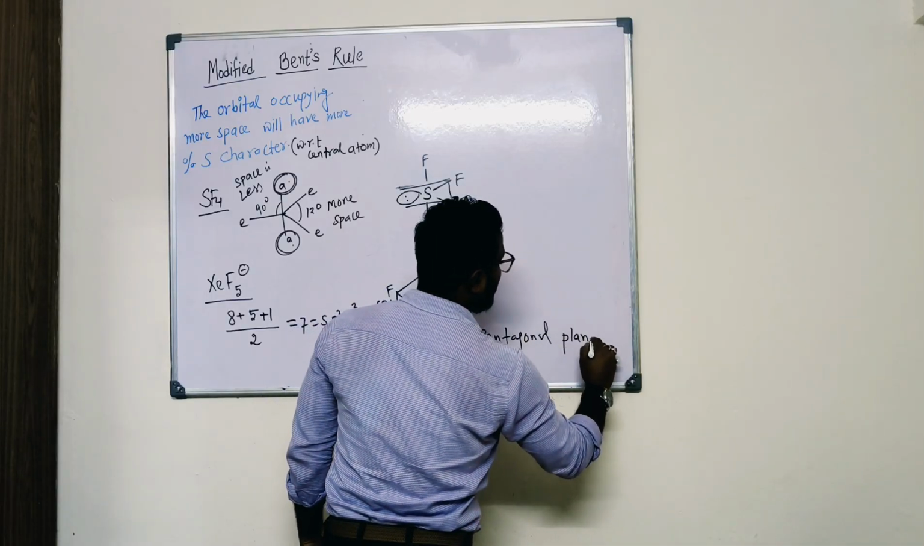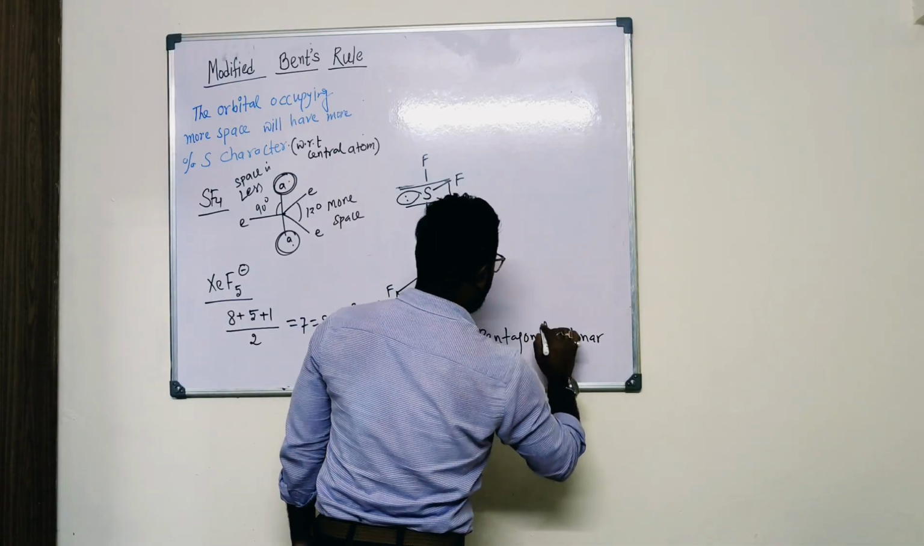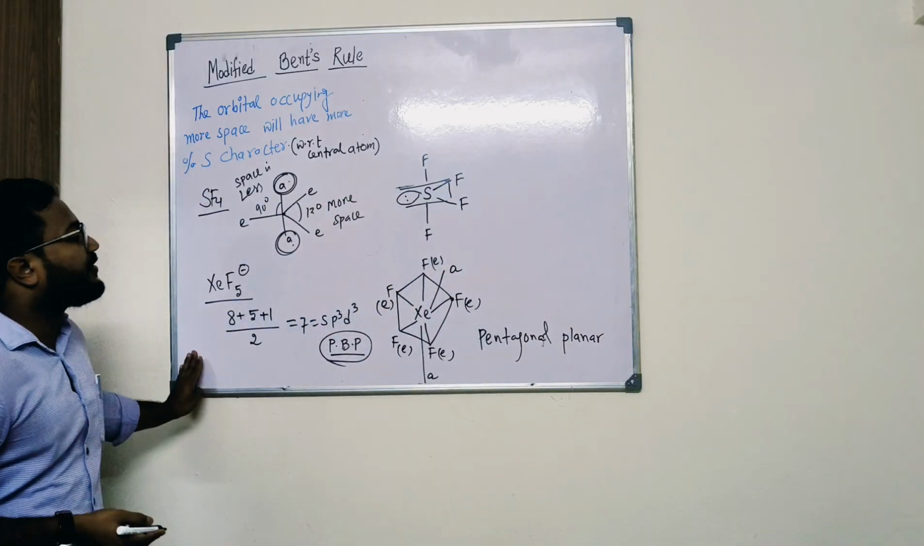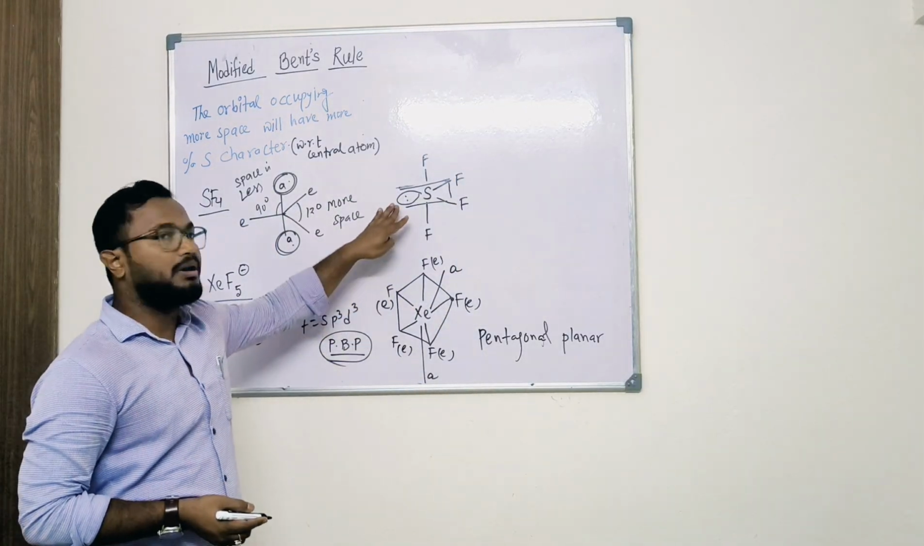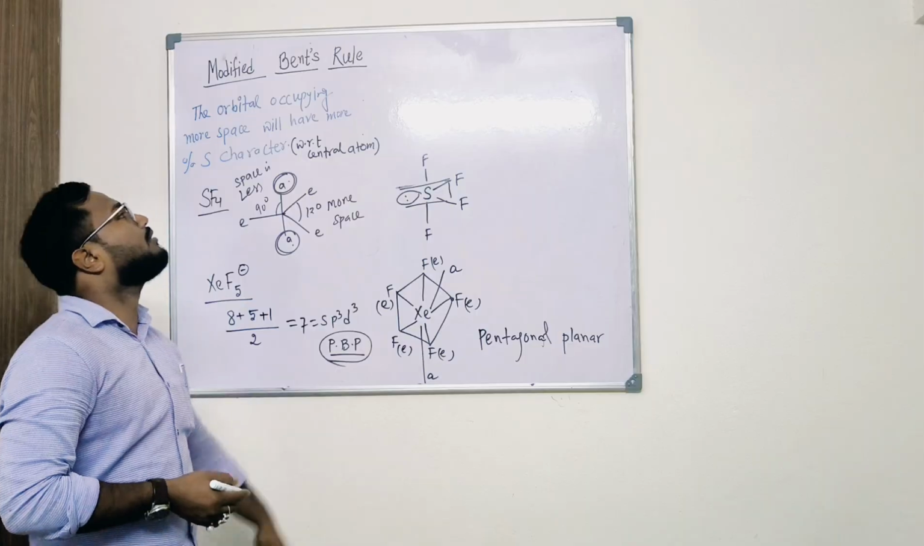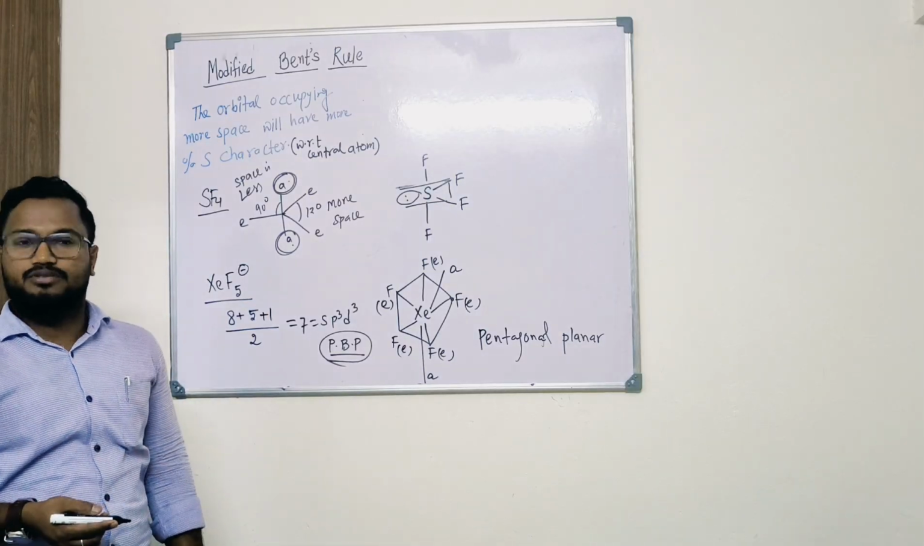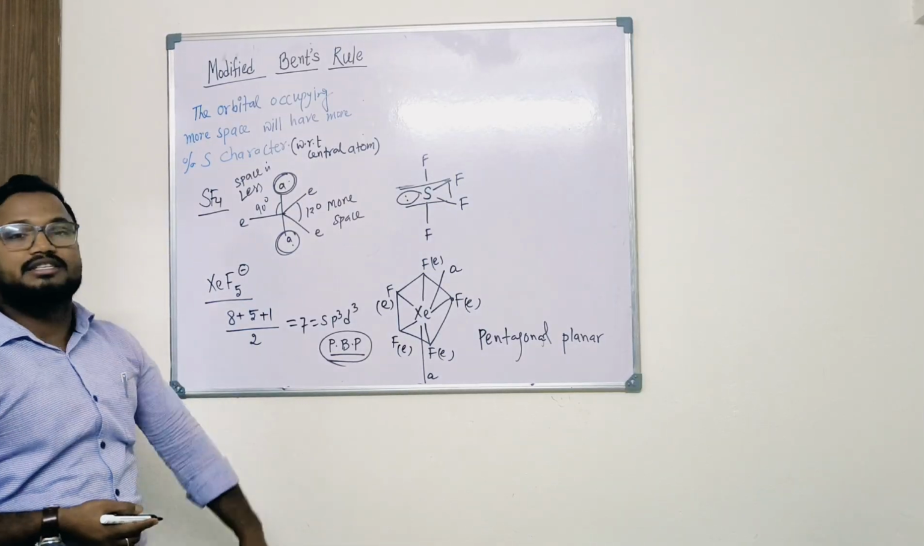Pentagonal planar geometry it is showing. So in case of XeF5 also, arrangement is exactly like this. Now let us take the exception of this rule, that is nothing but XeF6.